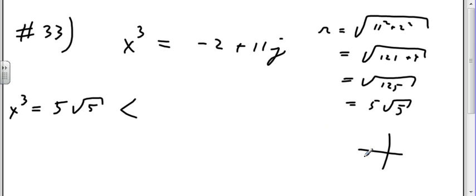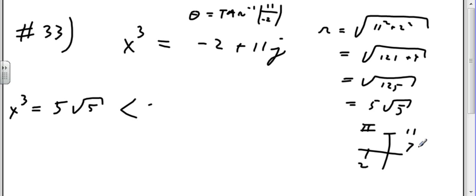And so I'm here at 2, I'm there at 11, so I want a second quadrant answer. I look at the arctangent of the y guy divided by the x guy in absolute value. Alright, so arctangent of 11 divided by 2, 79.695 degrees.